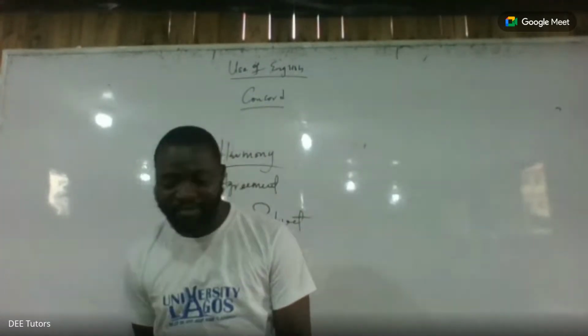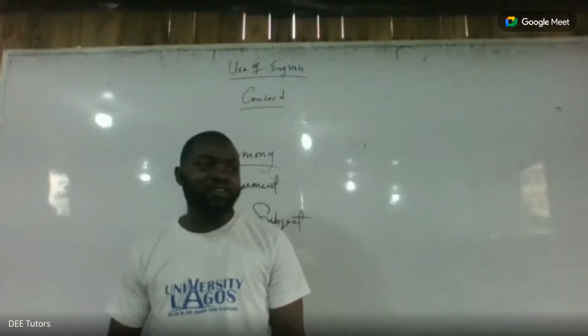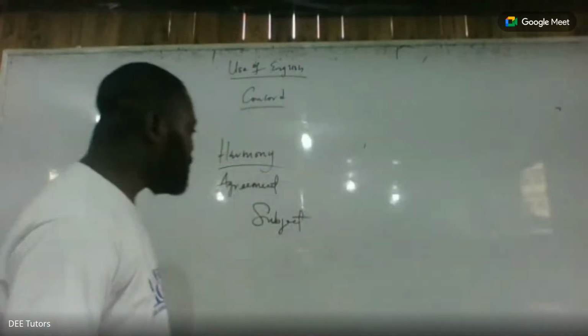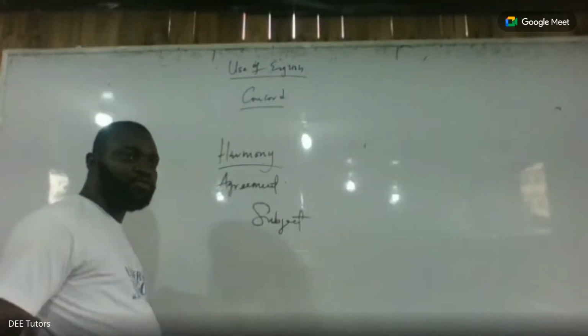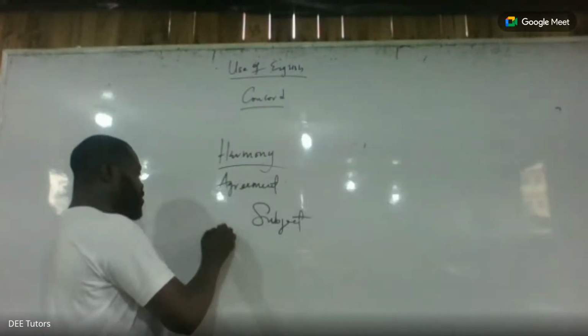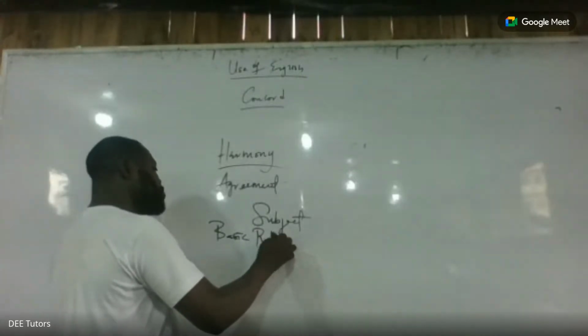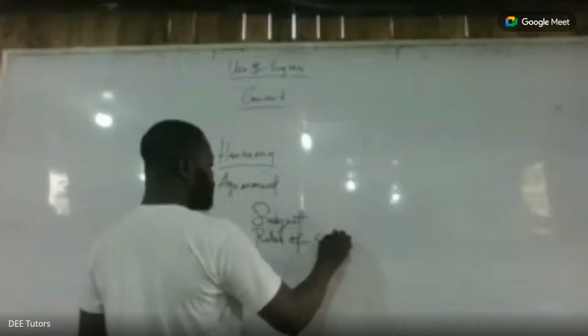Now, you can write the basic rules of Concord. The basic rules of Concord are two. Basic rules of what? Of Concord. There are how many? Two.